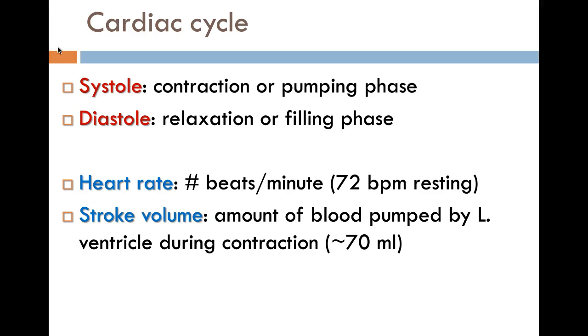If you multiply the two values, stroke volume and heart rate, the total will be about 4,900, almost 5,000 milliliters per minute, which is the equivalent of 5 liters per minute. 5 liters being our entire volume of blood in our human body.